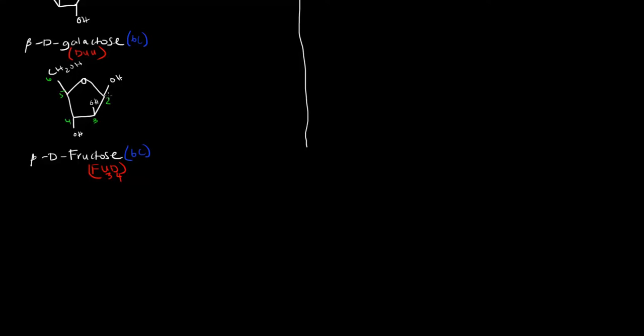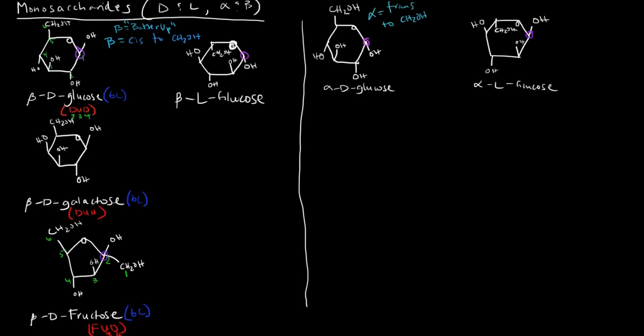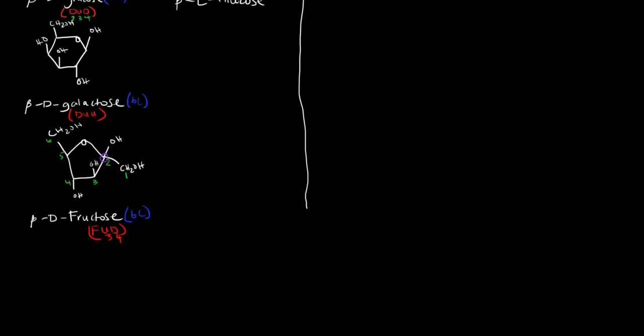But now where's that first carbon? Well, it's going to be right down here as a CH2OH. So that's where carbon number 1 is. In case that was kind of confusing, fructose is a little bit weird there. But the same idea applies: this here is the anomeric carbon, and in order to draw this, you would just manipulate it in very much the same way that we did up here with glucose. So that's glucose, galactose, fructose.